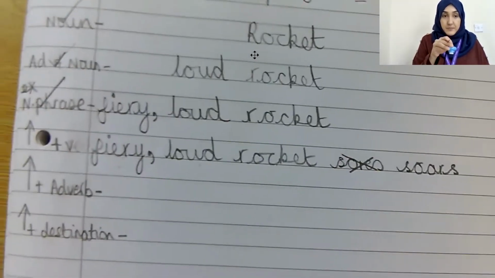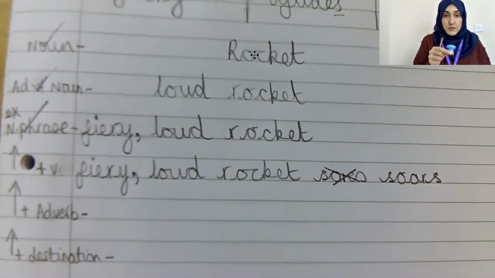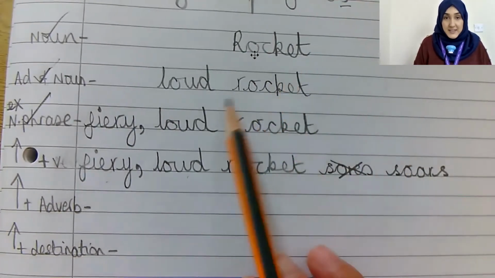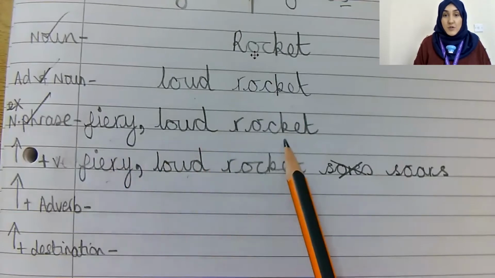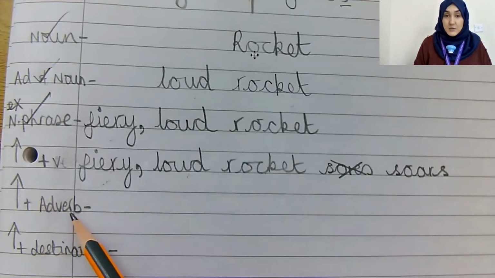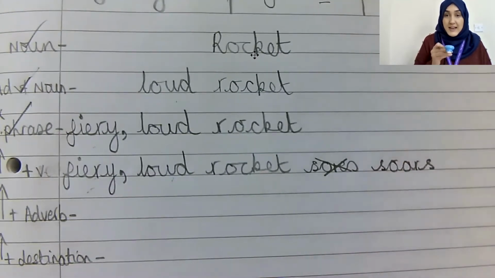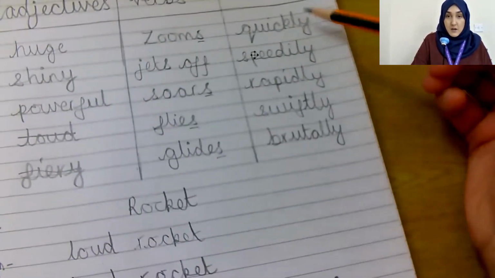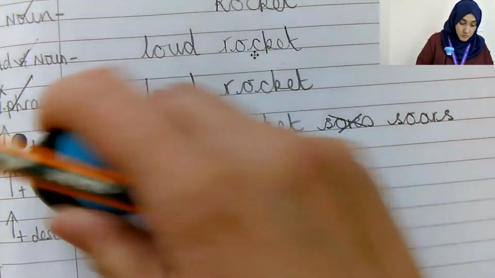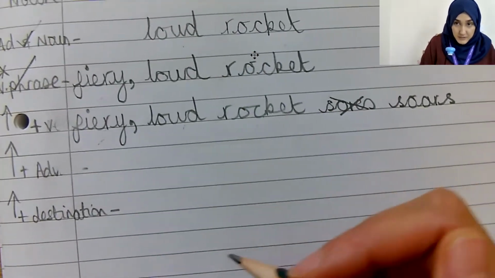Okay, so let's read what we've got so far. We've got rocket. Oh, that's not focused. And that's even worse. Oh, we got a winner. Rocket, loud rocket, fiery loud rocket, fiery loud rocket soars. Now we need to use an adverb. So I'm going to write all of this down, and then I'm going to choose an adverb from my list over here. Let me rub this out so I have some space. Okie dokie, I'm ready, Morris class.